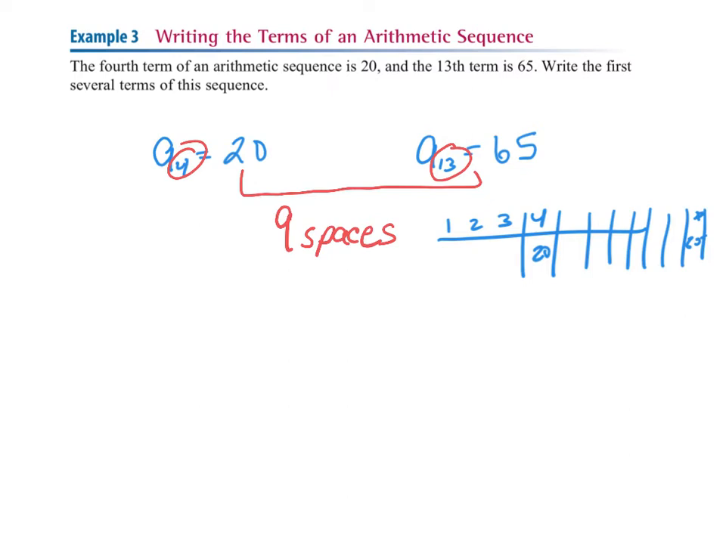So let's find out what that common difference is. To get to the 13th term, I'd have to do what? Take the 4th term and add what to it? 9.